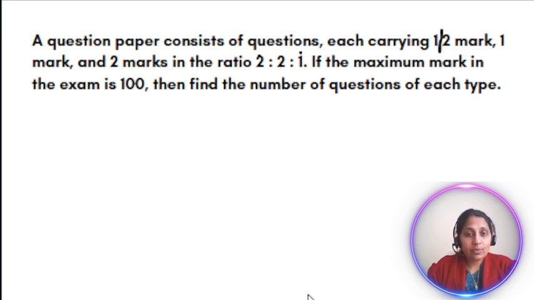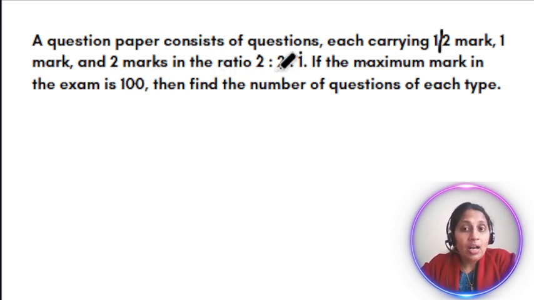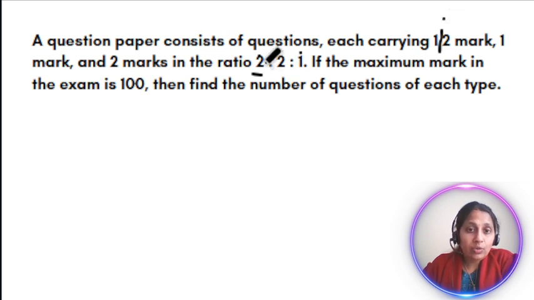So let's take this question. A question paper consists of questions, each carrying half a mark, 1 mark and 2 marks, in the ratio 2:2:1. So the order is very important. The first two refers to the half mark, the second two refers to the 1 mark and the third one represents the 2 mark. So you should pay attention to the order of the ratio. Next data that is given is that the total maximum mark in the exam is 100.